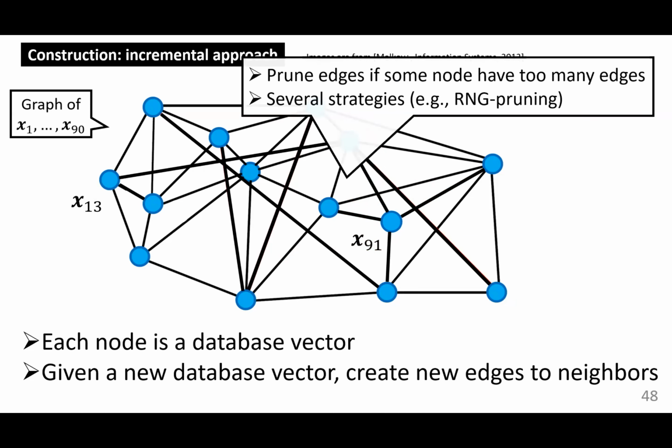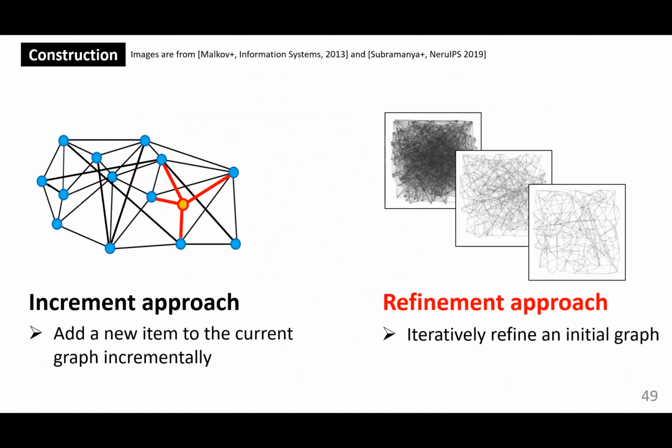The thing here is that often we need to prune edges if some nodes have too many edges. How to define the edges, I will explain maybe later. There are several strategies to prune them, and I will explain that too. Okay, so that's the incremental approach.